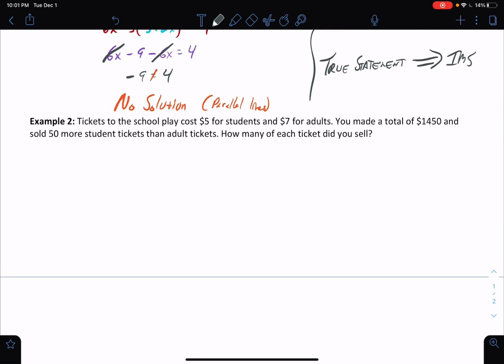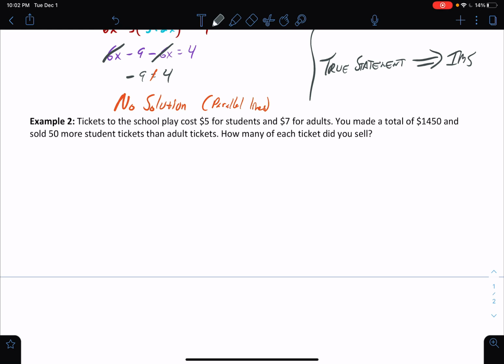So like for our last example, tickets to the school play cost $5 for adults, $5 for students, $7 for adults. You made a total of $1,450 and sold 50 more student tickets than adult tickets.